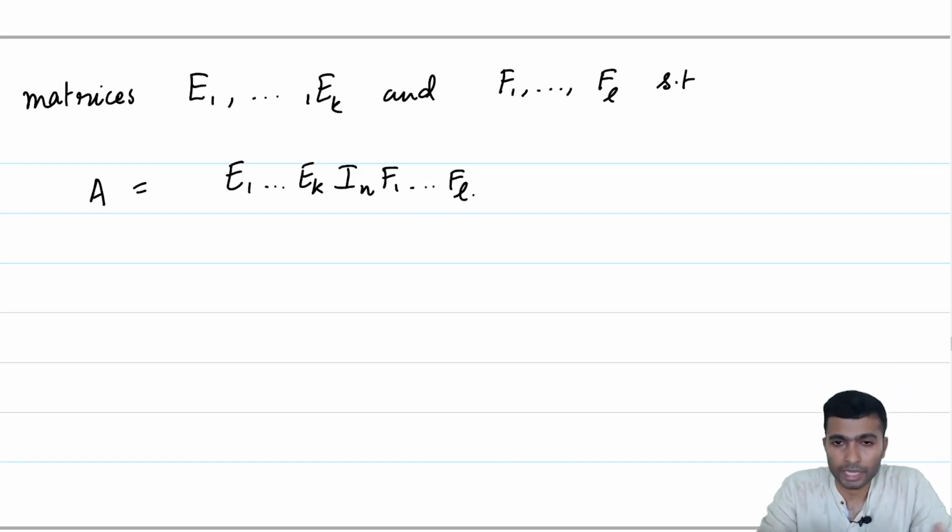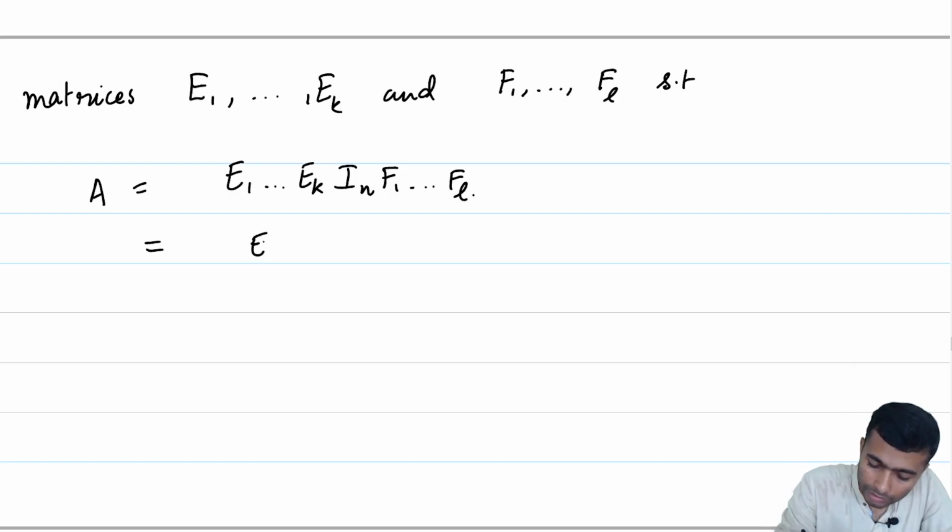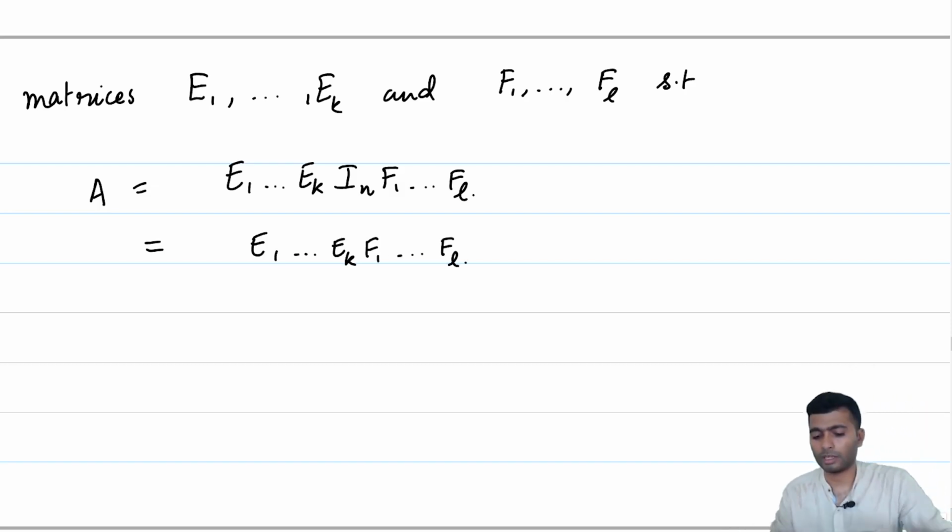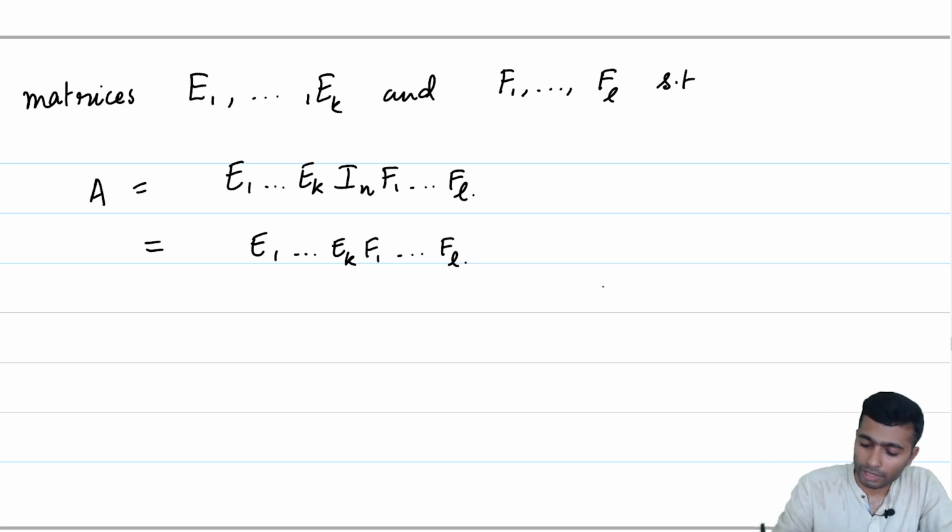But then the identity is the identity map. So Ek times the identity is just Ek, which means that this is E1 to Ek, F1 to Fl. And since A is an n cross n matrix, each of the Ei's and Fi's are n cross n elementary matrices, and hence we have proved our result.